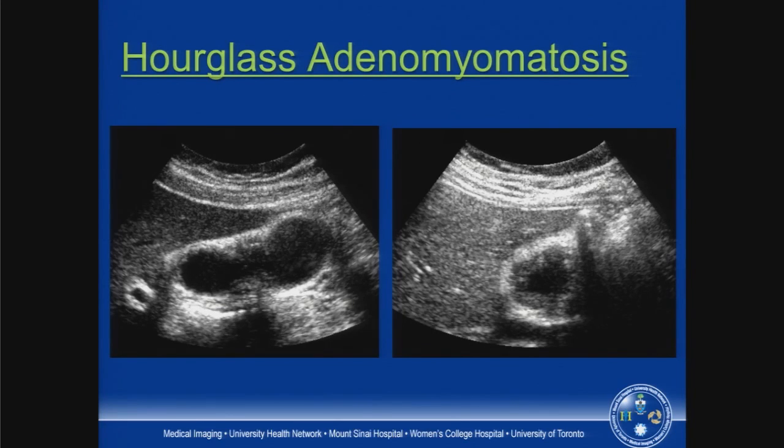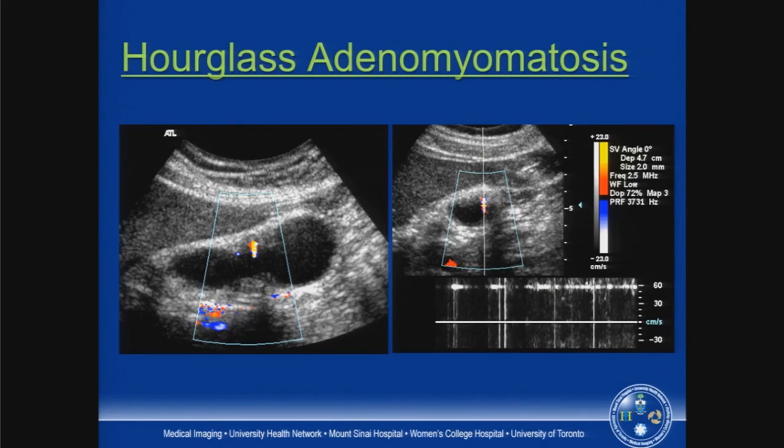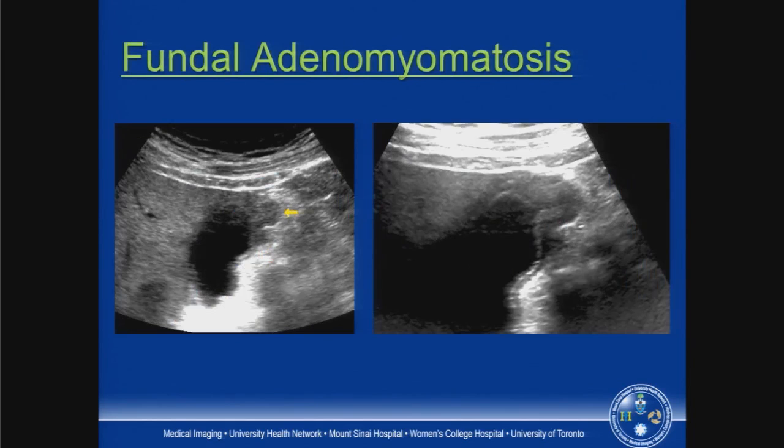There's often stasis in the fundus. In fact, stones are often trapped in the fundus of these gallbladders. We see it there in sagittal, here in transverse. We put on color Doppler, and not all color is flow. Remember I said earlier you have to do spectral tracing, and this is twinkle artifact from cholesterol crystals in this focal thickening. So this is hourglass adenomyomatosis, and we've also already seen a nice example of fundal adenomyomatosis in this session today.